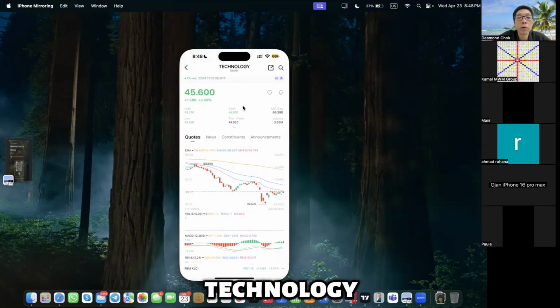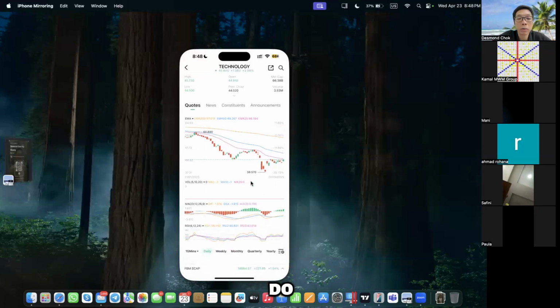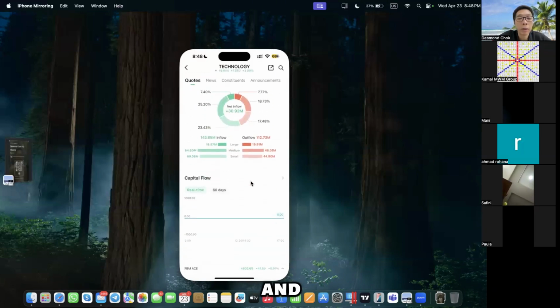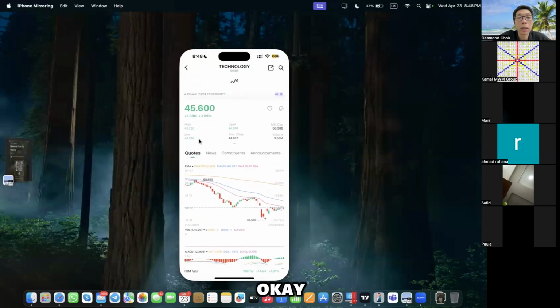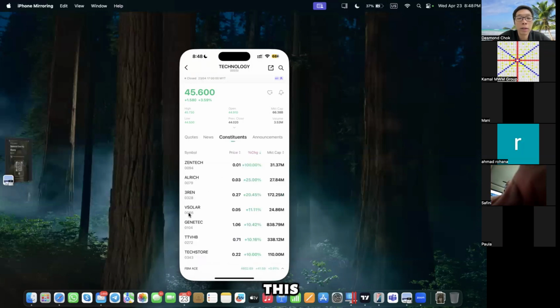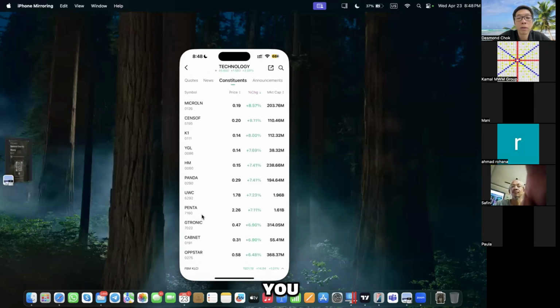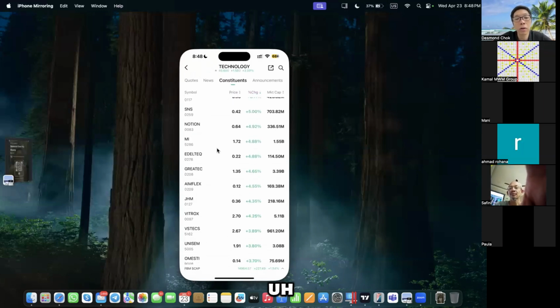If you click on technology, then you can see the technology chart here. You can do your analysis on this part. And other than that, let's say people always say, okay, technology stock. But which counter to buy under technology stock? If you know, then it's okay. If you don't know, then how to check? You go to the constituents here. Then these are all the counters under technology. So you can select what kind of stock.